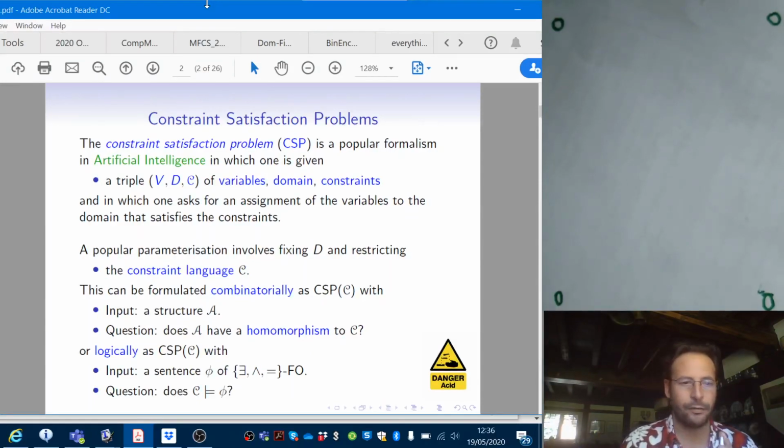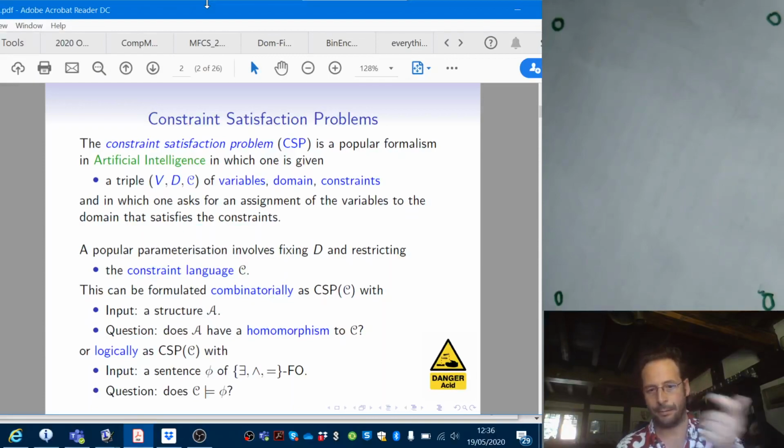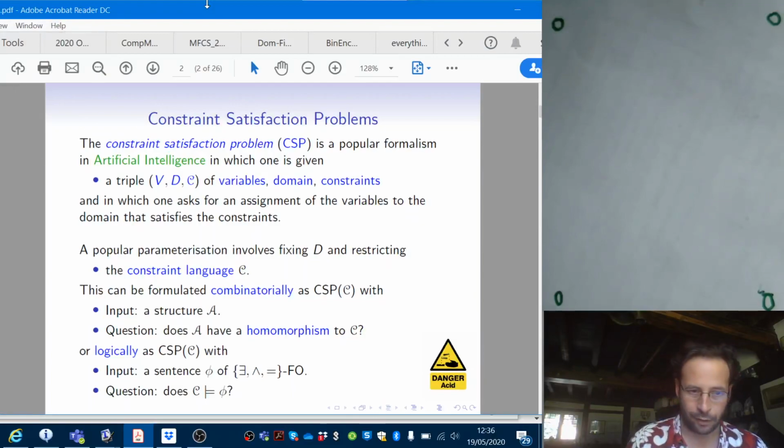The interesting thing about the constraint satisfaction problem is it can be formulated in a number of ways. One way is it can be formulated combinatorially. So you fix a right-hand structure C, which is the constraint language, and then you have an input left-hand structure A, and you ask whether there's a homomorphism from A to C, where a homomorphism is a mapping of the domain elements such that if you have a tuple in a relation in A, it's mapped to a tuple in a relation in C, but not necessarily the other way around.